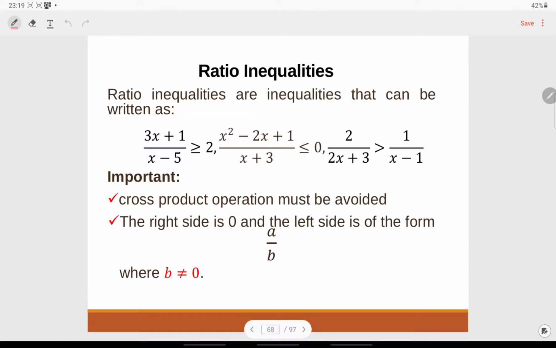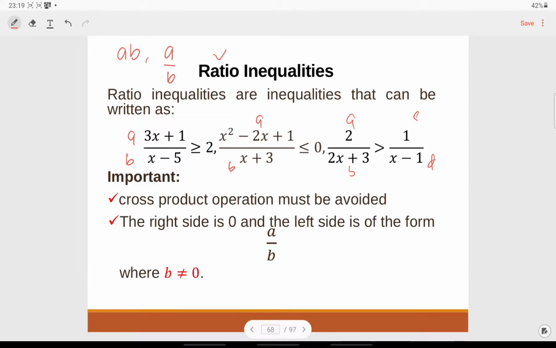Okay, just now we considered the case when A times B. Now we consider the case when A divided by B, what we call a ratio. Ratio inequalities are inequalities that can be written in the following fraction form: A over B greater than or equal to 2, A over B less than or equal to 0, A over B greater than C over D. That means inequality in fraction or ratio form.